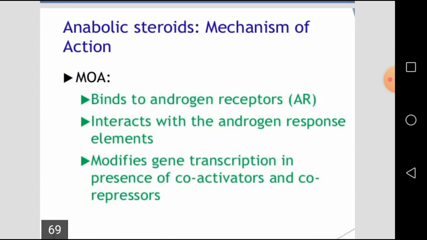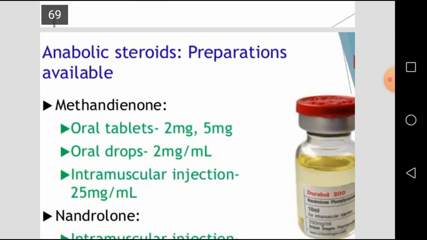Then anabolic steroids. What is the mechanism of action of these anabolic steroids? They bind to androgen receptors, that is ARs, then interact with the androgen response elements and modify the gene transcription in the presence of co-activators and co-repressors.